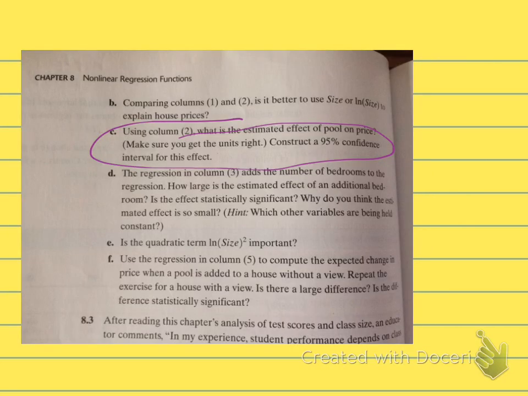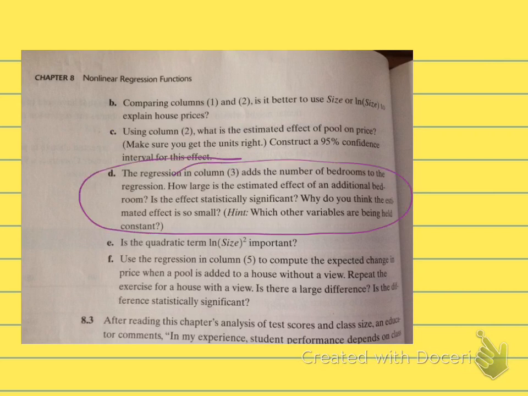Our next question asks, the regression for column 3 adds the number of bedrooms to the regression. How large is the effect? Is the effect statistically significant? And if it's not, why not?